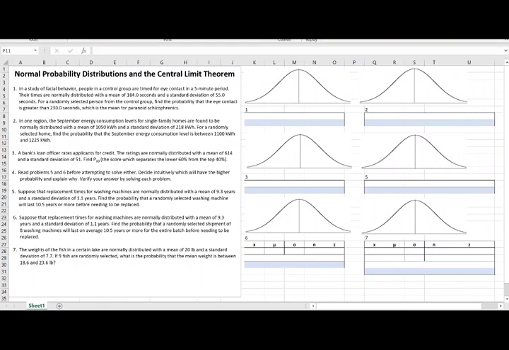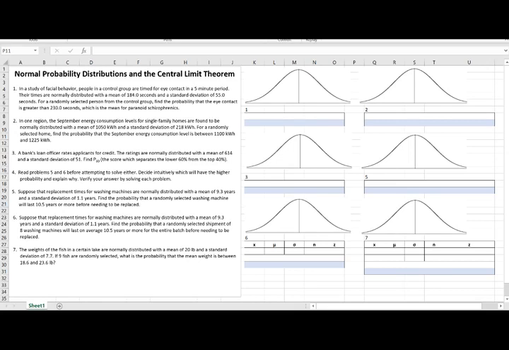Okay, in this exercise, I would like to explore some applications of the central limit theorem. But rather than just doing problems specifically related to the central limit theorem, I want to do some normal probability distribution problems as well to see the similarities and how we can tell the difference in terms of when to use what approach.